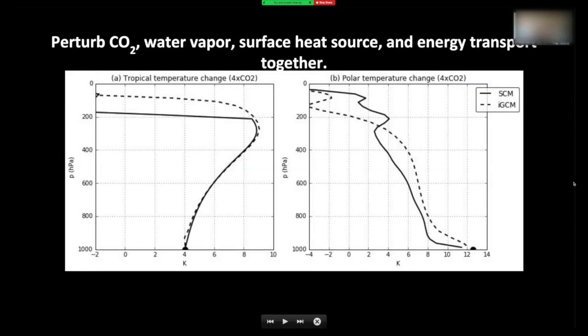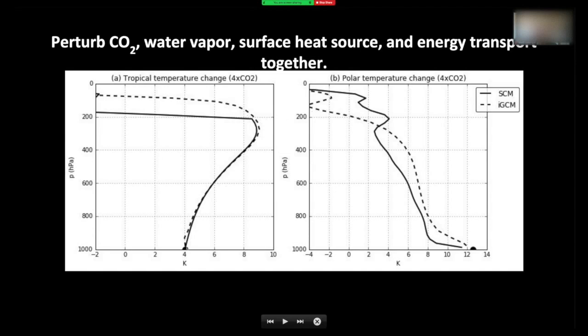So then you can take the single column model and perturb everything in it. I increase CO2, take the water vapor profile from the perturbed GCM simulation, add a surface heat source, and take the perturbed energy transport. Here I'm comparing the temperature change from the GCM in the dashed lines and the temperature change from the single column model, when everything is perturbed, in the solid line.